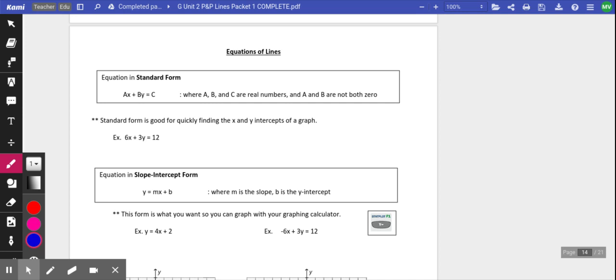Hello, everyone. Today we are going over 2.4, equations of lines. A lot of this is review from your algebra classes. However, we're going to review it. If you have questions, please let me know.